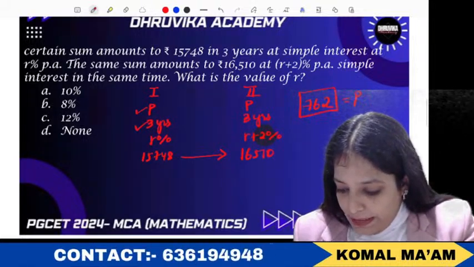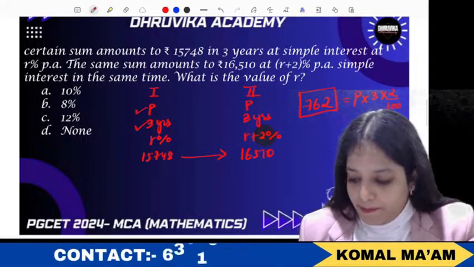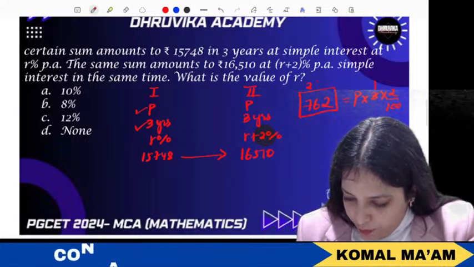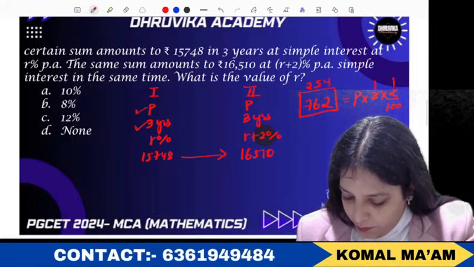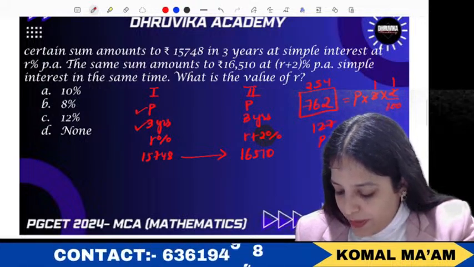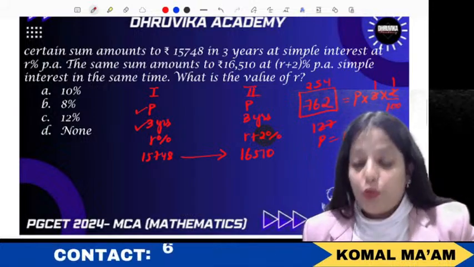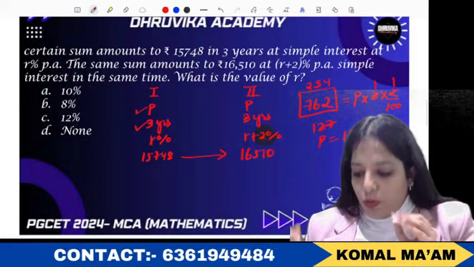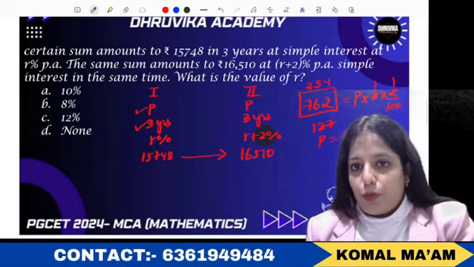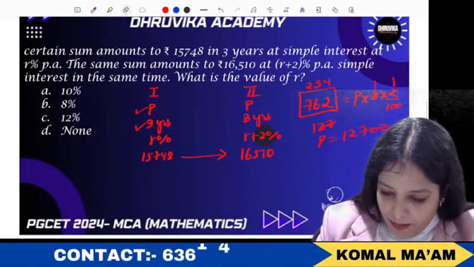So P into 3 into 2%, right? So that's 12,700. So principal comes out to be 12,700. So now you have the principal in your hand, you need to find R. So at this point you can use the option approach or you can solve completely. See, okay, I'll just rub this part.